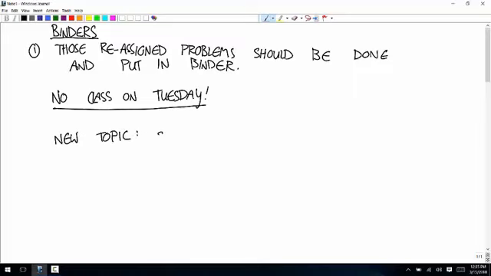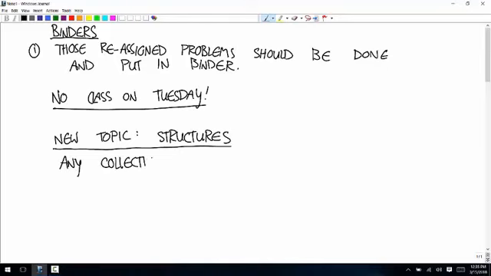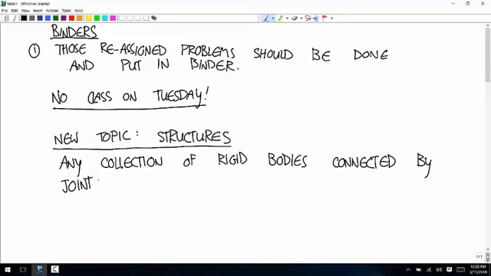Structures. And a structure is any collection of rigid bodies that are connected by joints that are in static equilibrium.